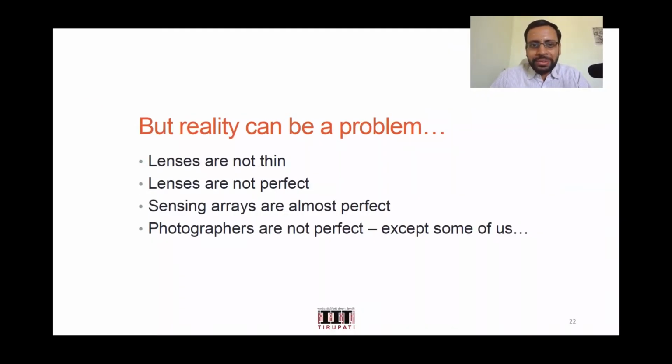Well, so far we have seen things like a simple thin lens is what we have considered, but in reality, lenses are not thin, lenses are not perfect, okay? And sensing arrays are reasonably good in that aspect. Photographers are perfect, except some of us, he says nicely.